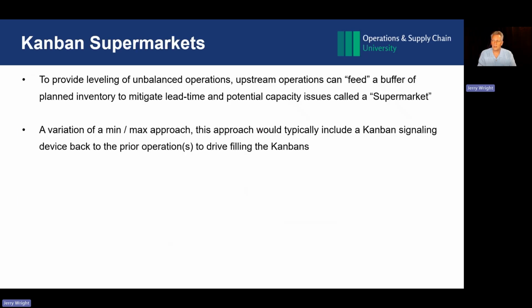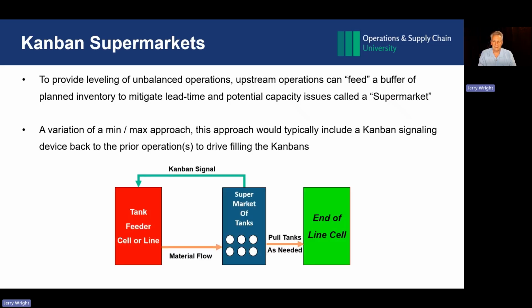Now there's another thing that we call Kanban supermarkets. Technically, each Kanban itself is a little supermarket unto itself, but a supermarket means a collection of different parts that are basically feeding a buffer. So if you want to have good level operation, you don't want to have a lot of disruptions, it's good to have feeder systems that allow you to pull from stuff, which we call the supermarket, and then be able to complete your line items.